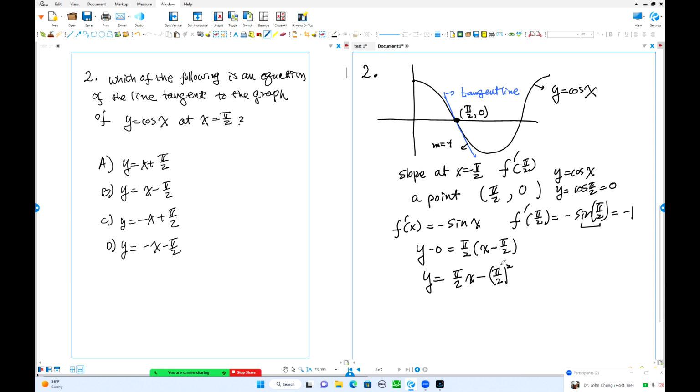Let me see. Oh, the tangent line. Let me see. Slope is negative 1, right? Very big mistake. Sorry about that. Slope is negative 1, okay? This is negative 1, okay? So negative 1 times x is negative x. Negative 1 times negative pi over 2 is positive pi over 2, right? Yeah, that's the equation of the tangent line. Is it okay? So which one is the answer? Choice C is the answer, right?